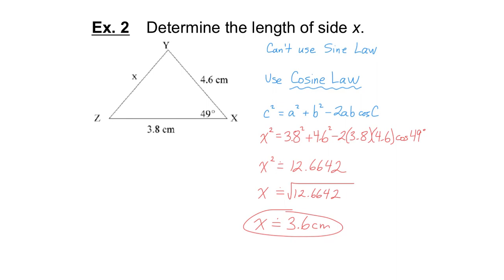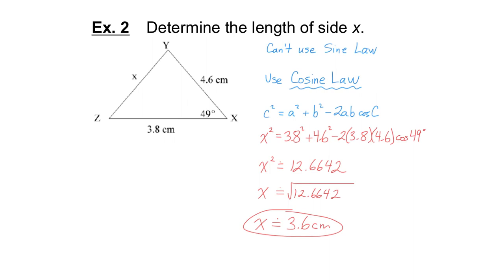So we always check to see if we can use the sine law if we have a complete pair of an angle and its opposite side. We didn't have that, so we can't use the sine law. That's how we knew to use the cosine law. And because we're finding a side length, I used this form of the cosine law. You plug in your numbers, use your calculator, solve for x.